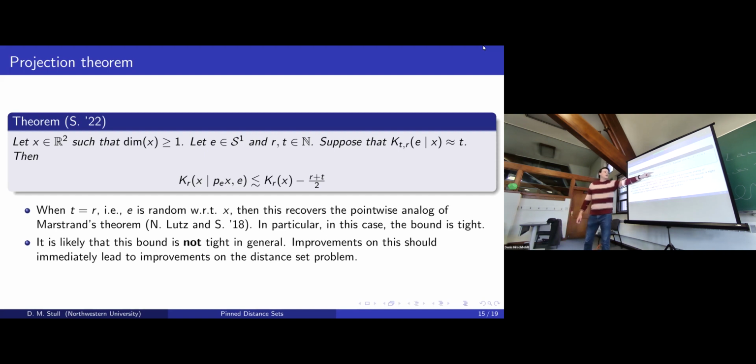When T is much smaller than R, so the direction is not as random as we would hope, it's likely that this bound is not tight. We should be able to do better than this, but I'm not sure how. If we were able to do better than this, it would almost certainly lead to improvements on the distance set problem. If you could improve these bounds even by a little bit, these should translate to improvements on the distance set problem.